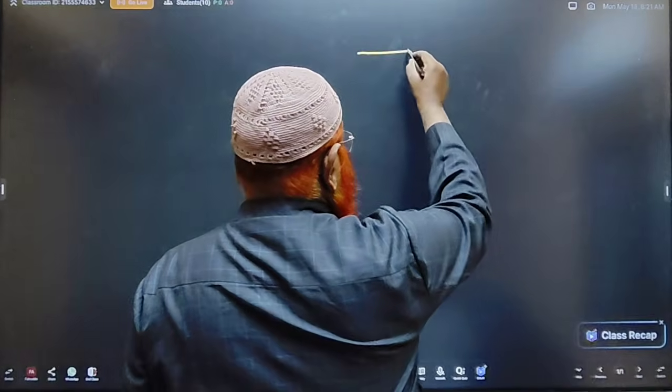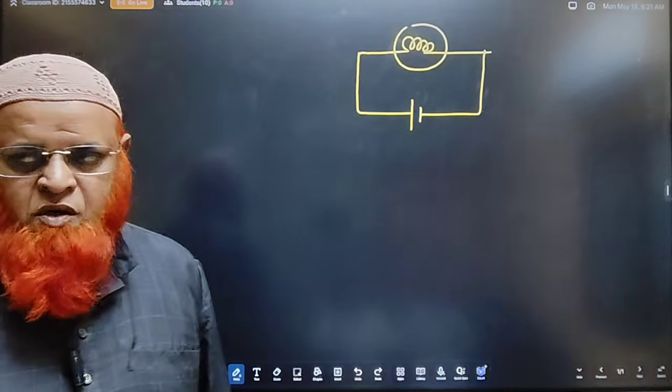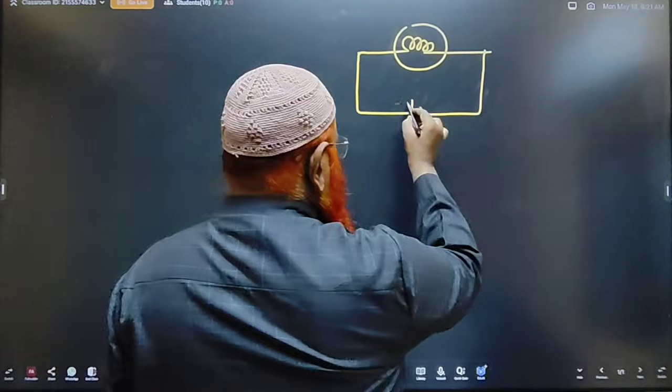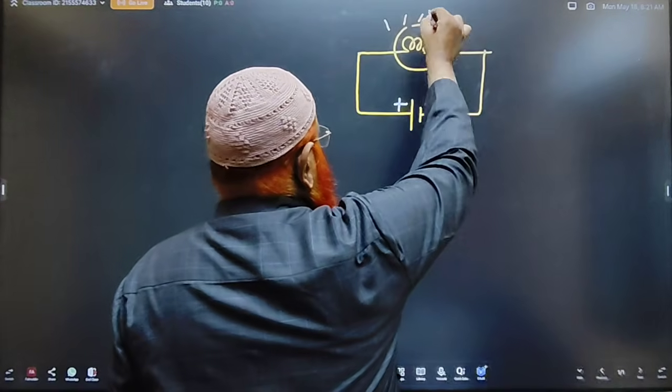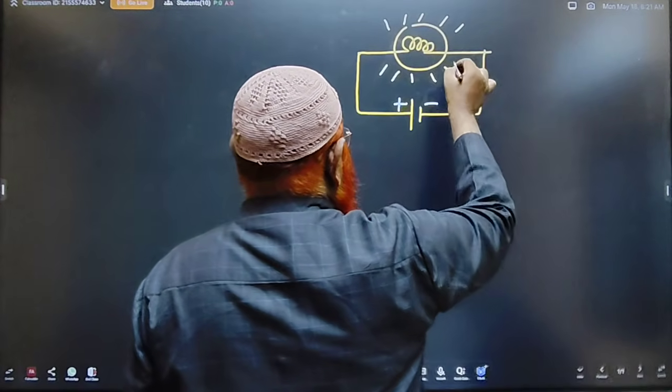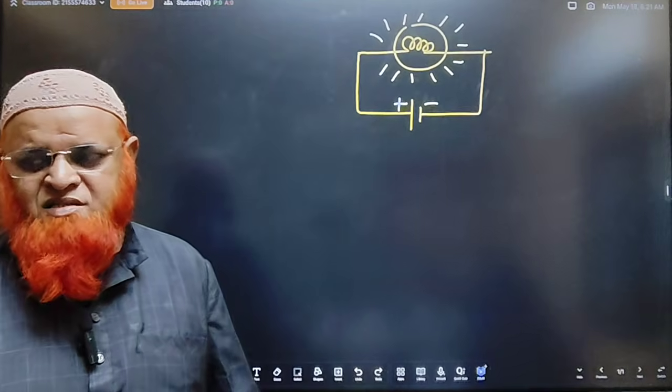You just see here, for example. Okay, starting with, now, this is a bulb. This is a battery, positive and negative charge. If the bulb is connected to the battery, the bulb starts glowing. Okay, this is a simple circuit.